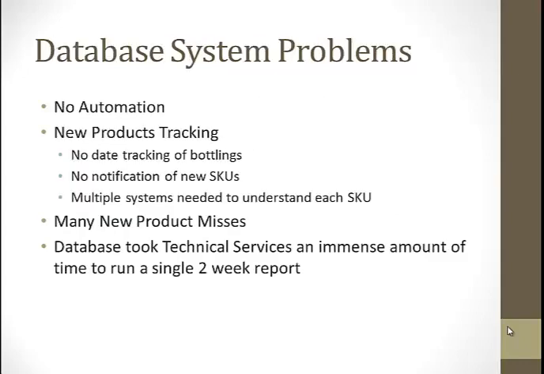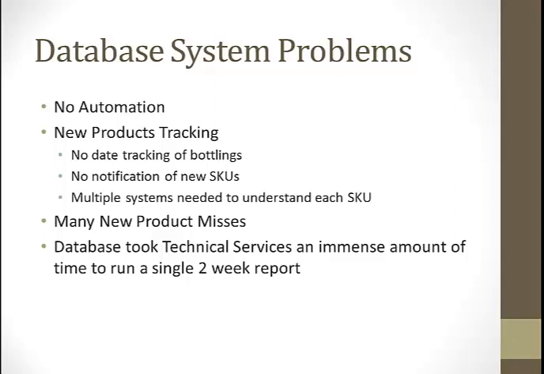There are many key problems with the database that I focused on in creating a new database. First off, there was no automation. Everything had to be manual. This led to no new products tracking. There was no way to track bottling dates as they go through their lifespan. Also, when a new SKU hits the bottling line, there is no way for me to see it. I had to assume that everything I needed to know I found from new employees and from my meetings.